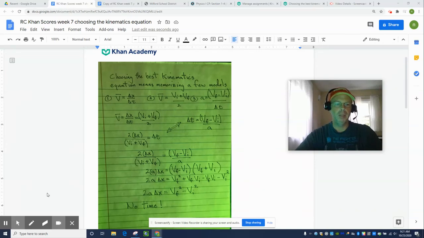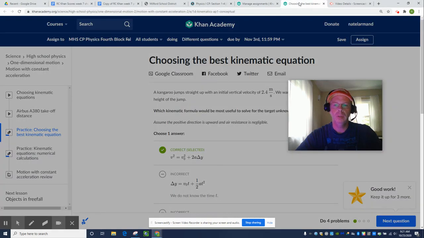Hello Physics Nation, my name is Nate Larmond, and I'd like to do a Khan Academy problem from the set Choosing the Best Kinematics Equations. So I think I just did the jumping kangaroo right here. Given the initial launch velocity of 2.4 meters per second, choose the best kinematics equation.